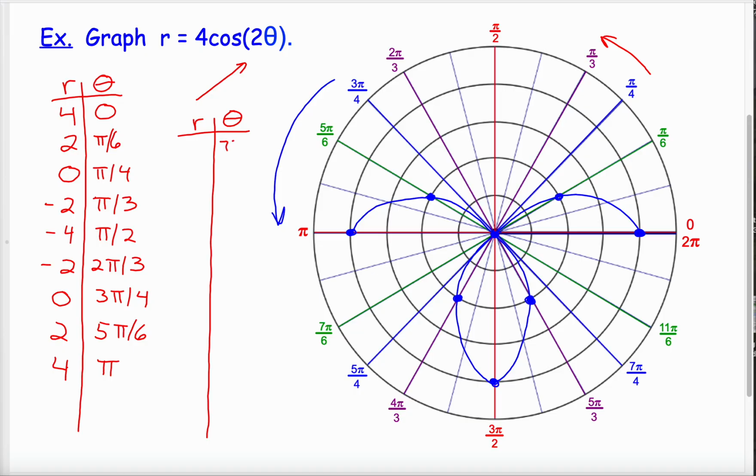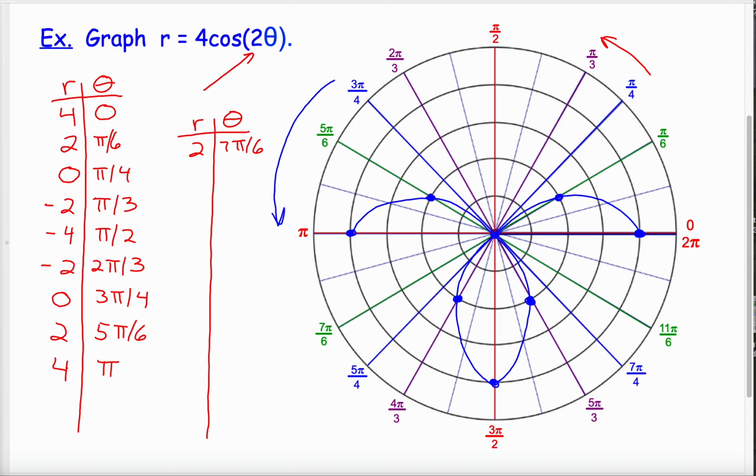So I'm going to have 7 pi over 6. And then I plug that into theta and double it. That gives me 7 pi over 3. So now I'm going all the way around the unit circle. So all the way around once is 6 pi over 3, and then another 1 pi over 3 gives me the 7 pi over 3 that I've evaluated here. So I get cosine of 7 pi over 3 is the same as the cosine of pi over 3, which is 1/2, times 4 is 2. So at 7 pi over 6, let me plot that. I have 2 out. Looks like I'm going to complete my next leaf.